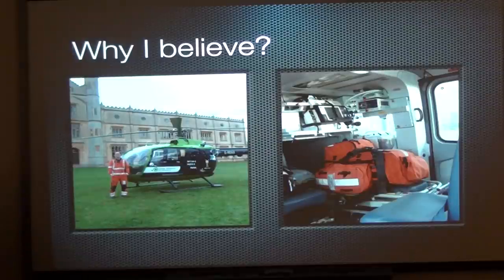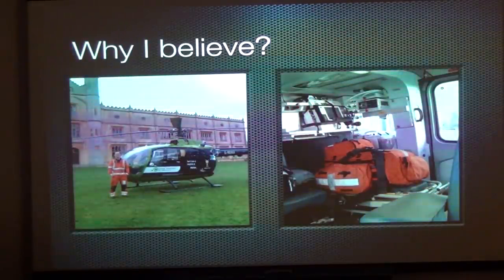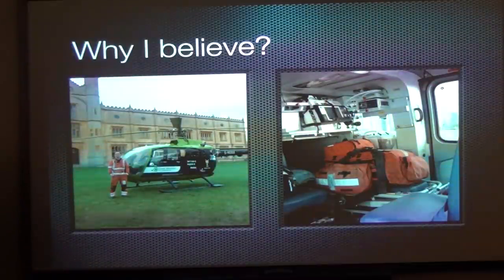Why I believe this is, a couple of years ago, I had the privilege of flying with Great Western Air Ambulance as a trauma physician, and we got deployed in that's my house in England.